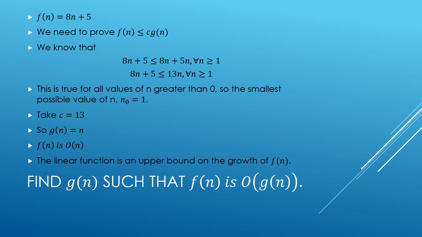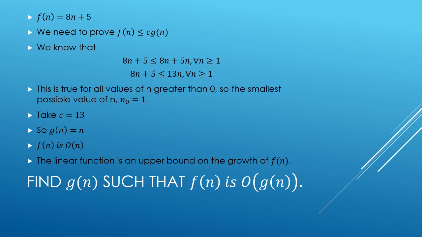We are saying that the linear function grows faster than Fn. Now, many people would argue that Fn is 8n plus 5 and the function inside the bracket of the O notation is n. How can n grow faster than 8n plus 5? The answer is the O notation is hiding the constant, and the constant is 13.